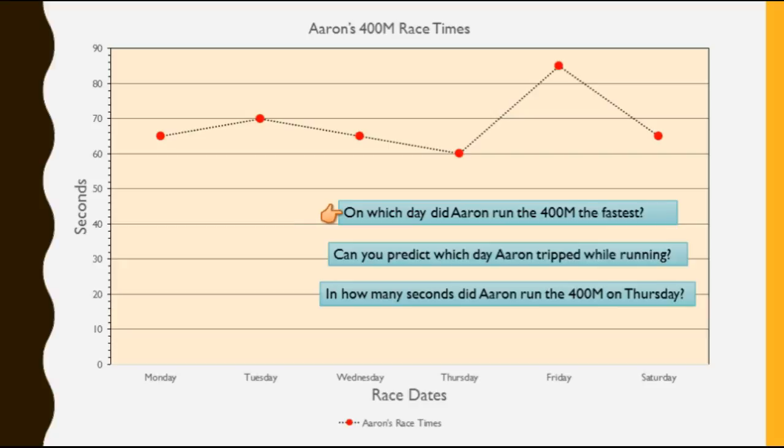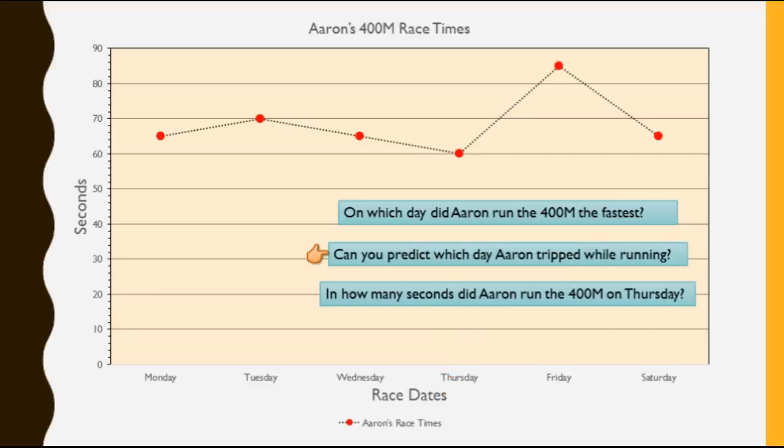On which day did Aaron run the 400 meter the fastest? So if you're looking at this and you weren't really thinking it clearly, you might think the highest dot, oh, he's the fastest right here. But that can't be right, because that means it was like 85 seconds. But down here, the lowest dot is 60 seconds.